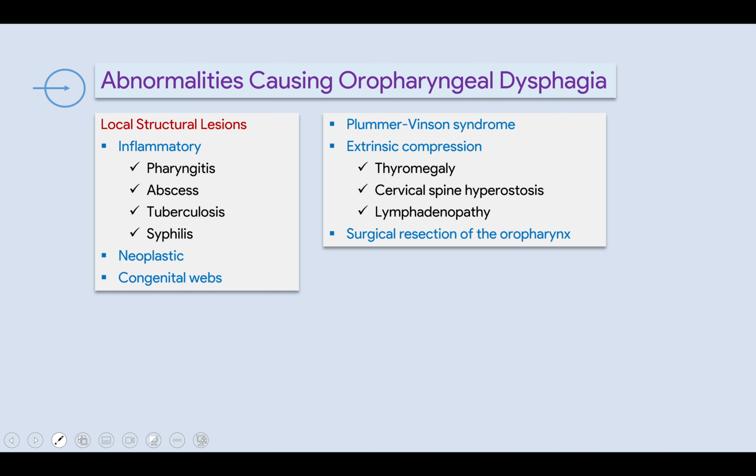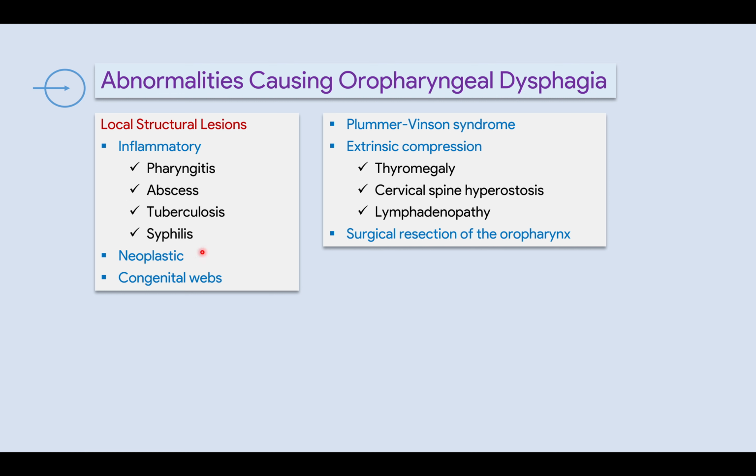There are some other local inflammatory structural lesions like pharyngitis, abscesses, tuberculosis, syphilis. So these are all local structural causes. If the patient has a tonsillar abscess or pharyngitis, even in such cases they will have difficulty in swallowing, also called dysphagia. But important in this would be odynophagia. What is the definition of odynophagia? Pain while swallowing. As these are local inflammatory processes, there would be pain while swallowing. So in such patients, along with dysphagia, there would be odynophagia.